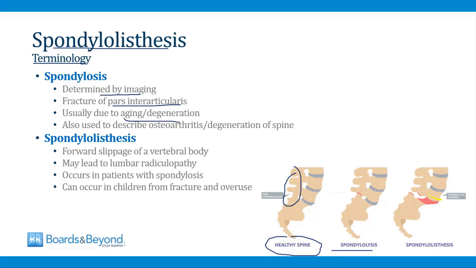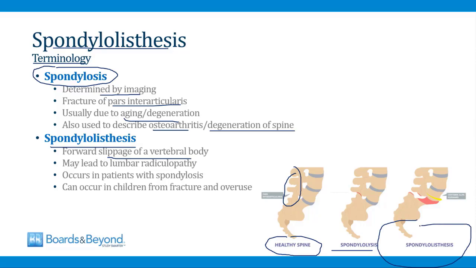And because spondylosis occurs due to aging and degeneration, the term spondylosis is often used to describe osteoarthritis or degeneration of the spine in general. Now, once you have a spondylosis, you can potentially progress to develop a spondylolisthesis, which is a forward slippage of a vertebral body. This is a picture of what it looks like on the slide here.